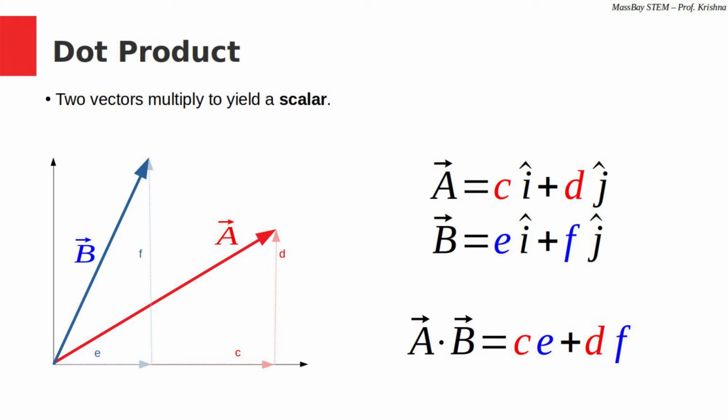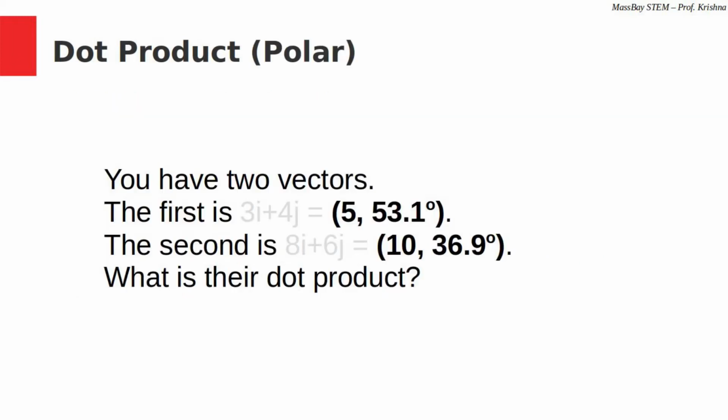Now, let's see how to do it in polar. I will use the same vectors I used in the previous example, but translate it into polar notation to show that you get the same answer. You have two vectors. The first is 5 oriented at 53.1 degrees, and the second is 10 oriented at 36.9 degrees. What is their dot product?